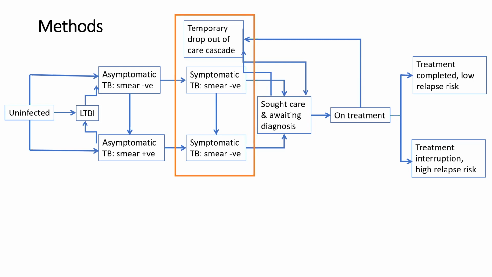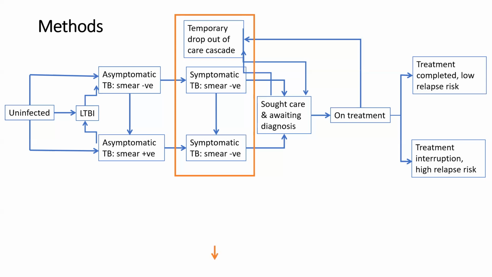So this is where active case finding comes in. Active case finding tries to break the chain with these infectious individuals: those that drop out of the care cascade, those with symptomatic TB with a smear negative, or those with symptomatic TB with a smear positive.